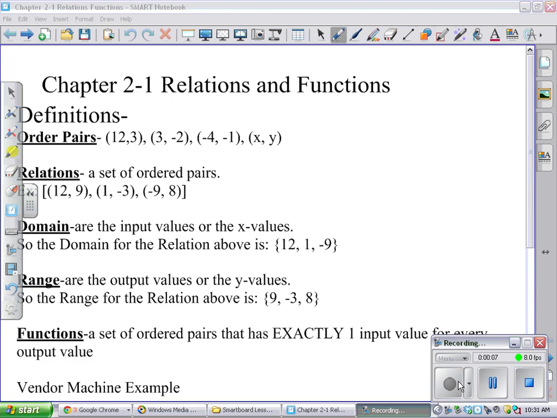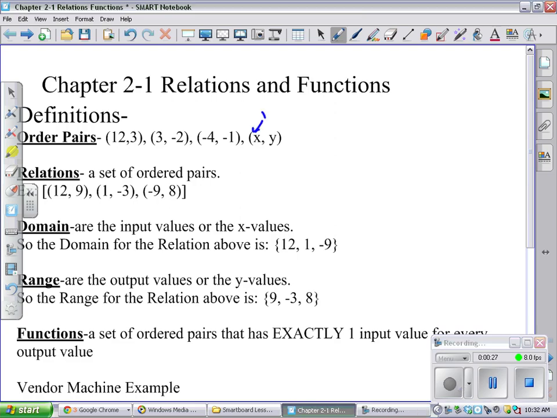Okay, so this lesson is chapter 2 in the Algebra 2 book, and it's on relations and functions. And we're going to just review some basic definitions. An ordered pair is just a pair of numbers, where there's an x and a y. The x represents your input value, and y represents your output value.